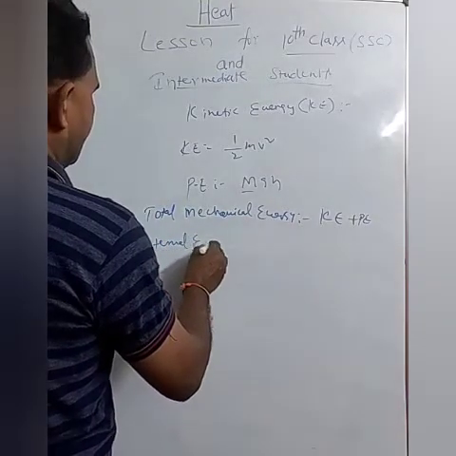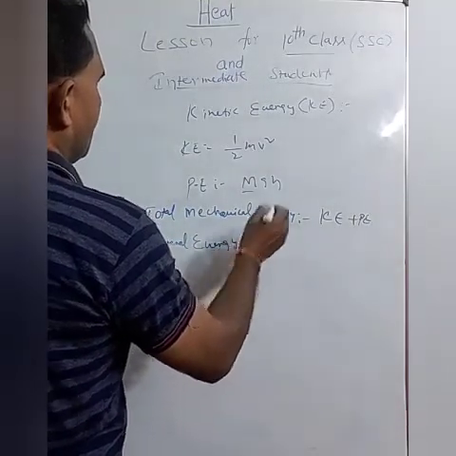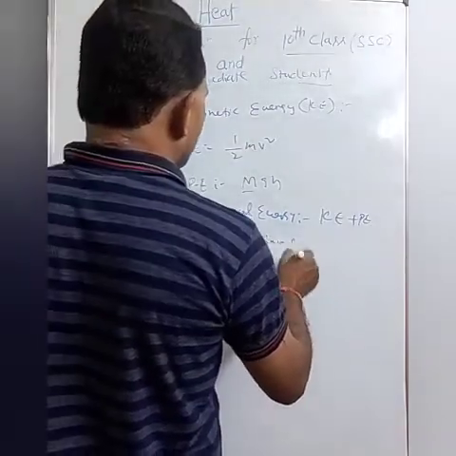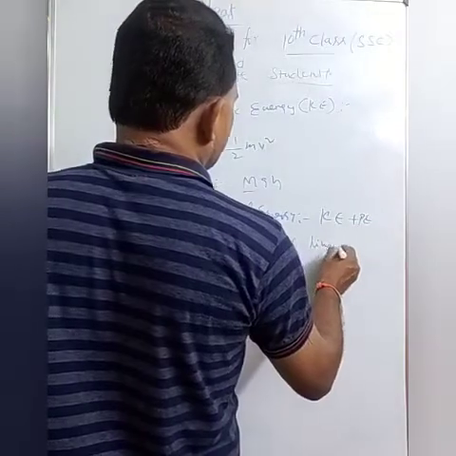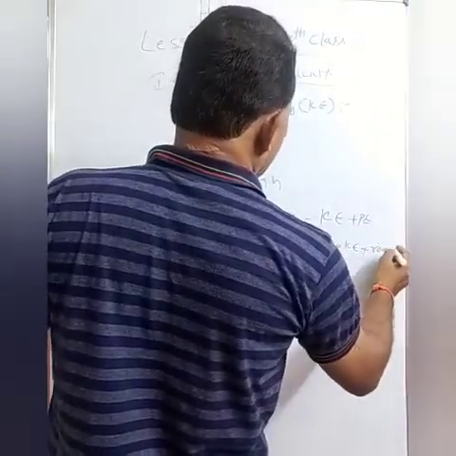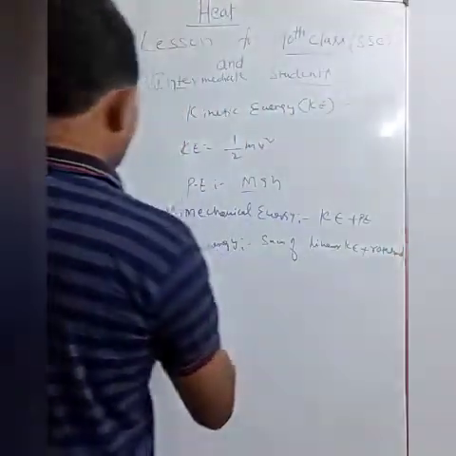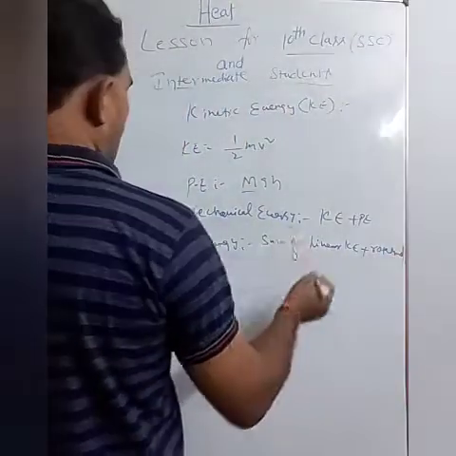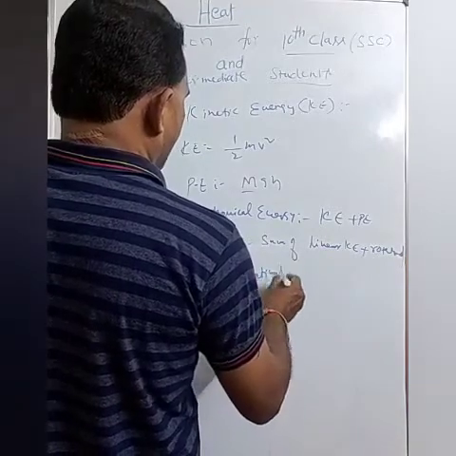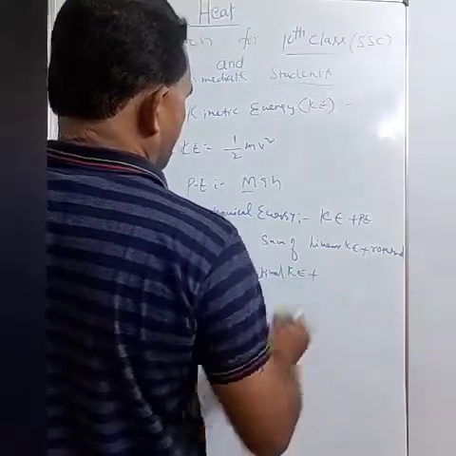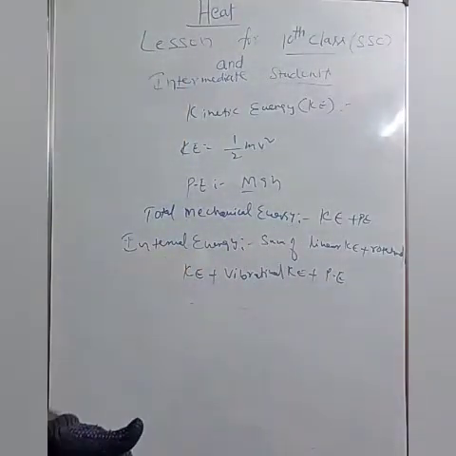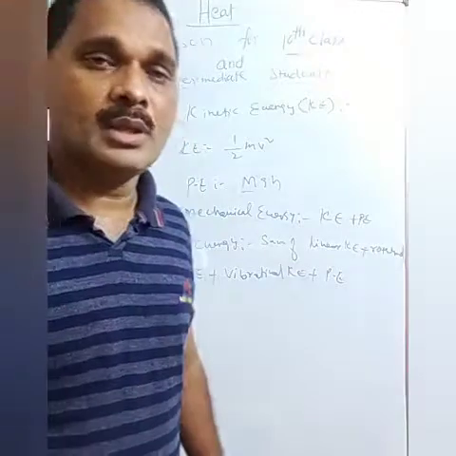What is internal energy? Internal energy is equal to the sum of linear kinetic energy plus rotational kinetic energy plus vibrational kinetic energy plus potential energy. So the sum of all these energies is nothing but internal energy.